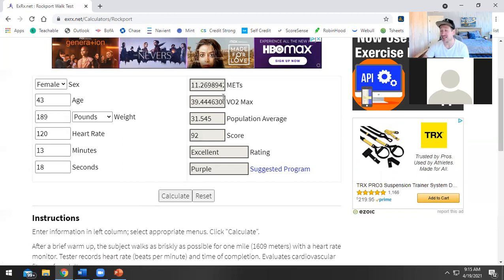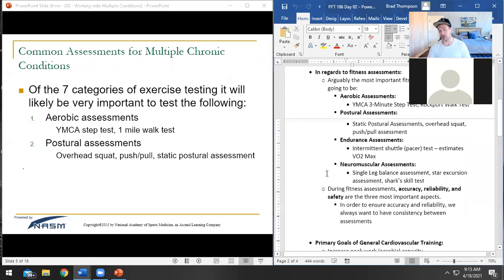So that's what I kind of like about the Rockport walk test. It's a pretty easy assessment. And it tells you a lot about their cardiovascular health. And when it comes to cardiovascular health, that's one of the biggest priorities that we have. So we're definitely going to pay a lot of attention to that.